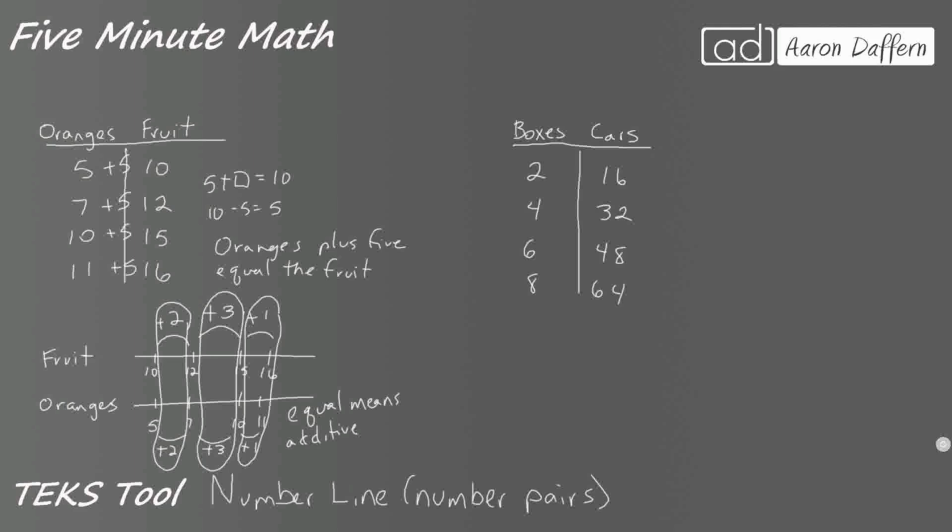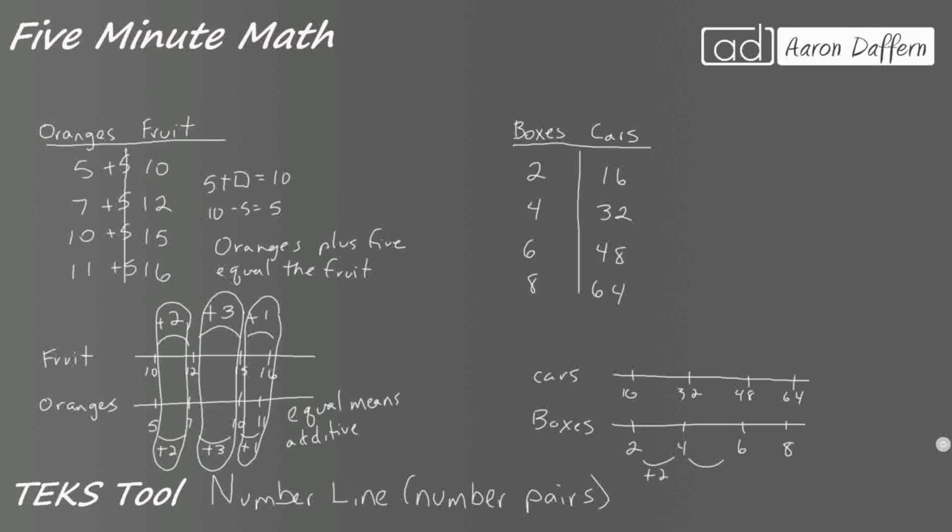Now, it's not always going to be an additive. Let's take a look at our boxes and cars. So I'm going to draw two number lines. We'll call them a double number line, one on top of each other. These are a little bit more evenly spaced out. 2, 4, 6, and then 8. And I've got 16, 32, 48, 64.